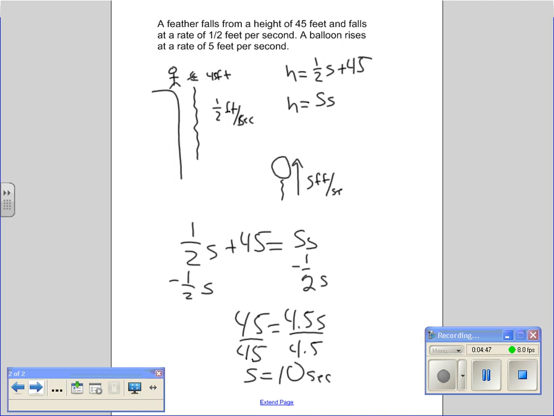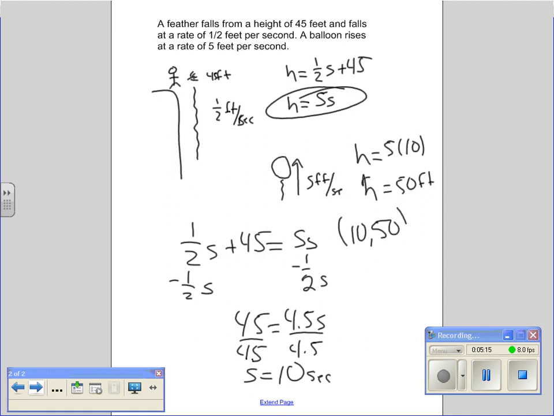Now, we also wanted to know at what height are they going to meet. So I'm going to go ahead and plug my 10 seconds back into that equation. I chose that one because it's really pretty easy, okay? So h is going to be equal to 5 times the 10, or h is going to be equal to 50 feet. And in the end, our final answer, remember, our final answer has to be that point, okay? So (10, 50) would be our final answer for that system of equations, all right?